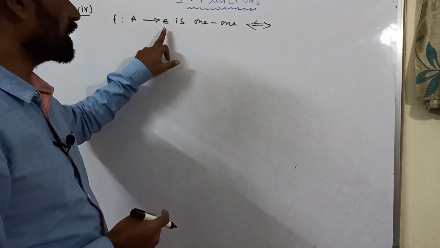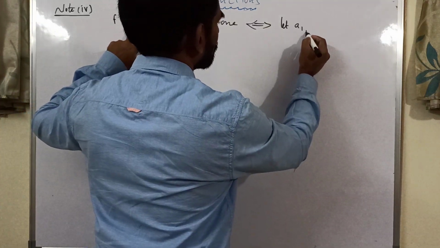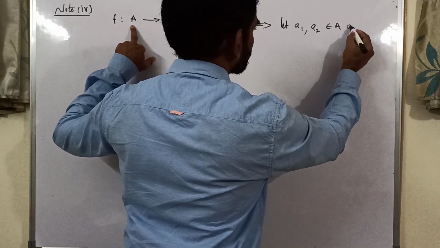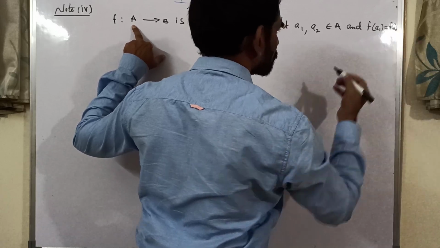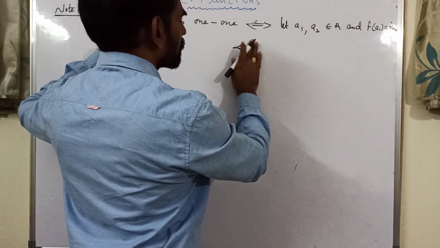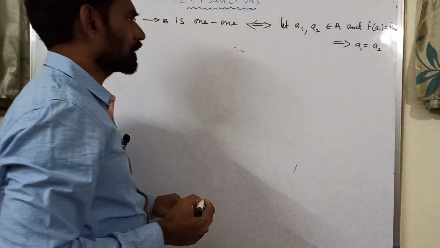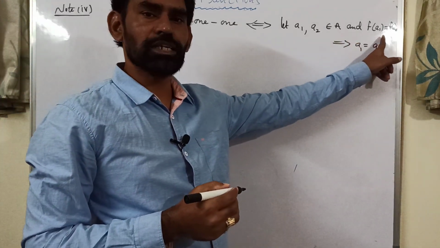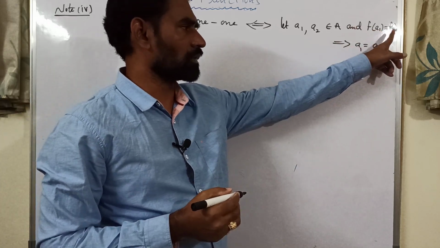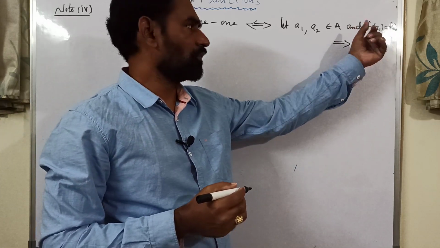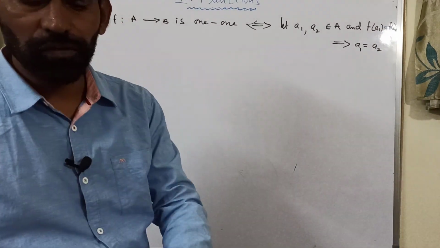A is your domain, B is called codomain. Select two elements in the domain. Let A1, A2 belong to A, and we assume that f of A1 equals f of A2. That implies, if you get A1 equals A2, that means when images are equal, elements are equal. f of A1 means image of A1, f of A2 means image of A2. When images are equal, elements are equal, then the function is indirectly a one-one function.